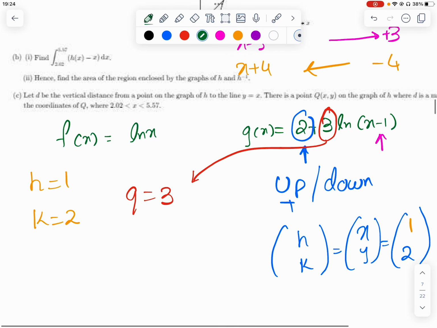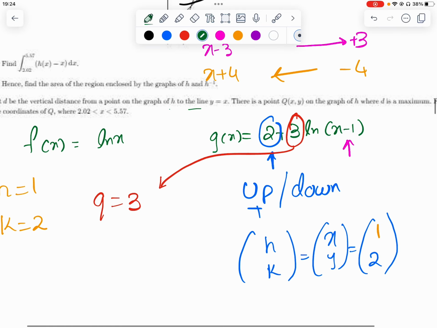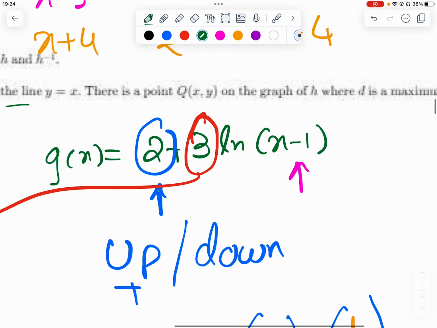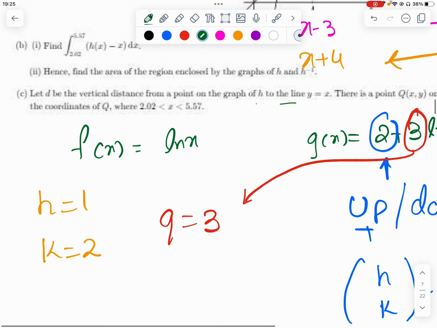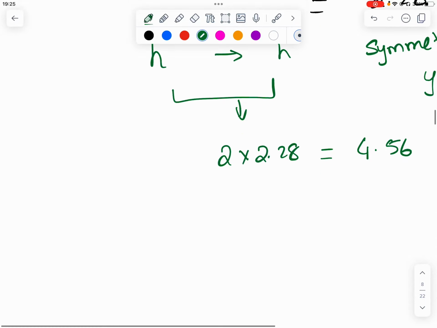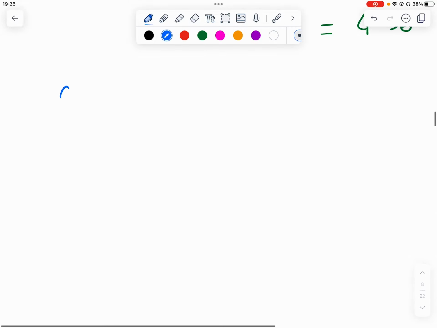Last one, let d be the vertical distance from the point on the graph of H to the line y equals x. There is a point Q (x, y) on the graph H where d is maximum. Find the coordinates of Q where x lies between 2 and 5.57. Now what am I going to do? D equals h of x minus x. So distance is h of x minus x.